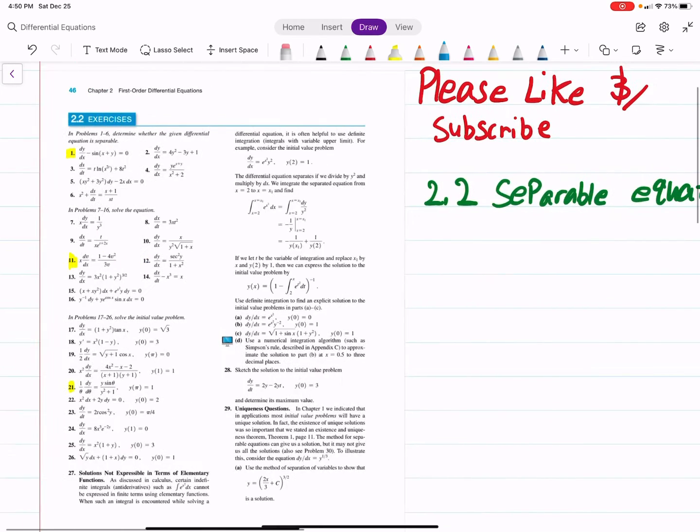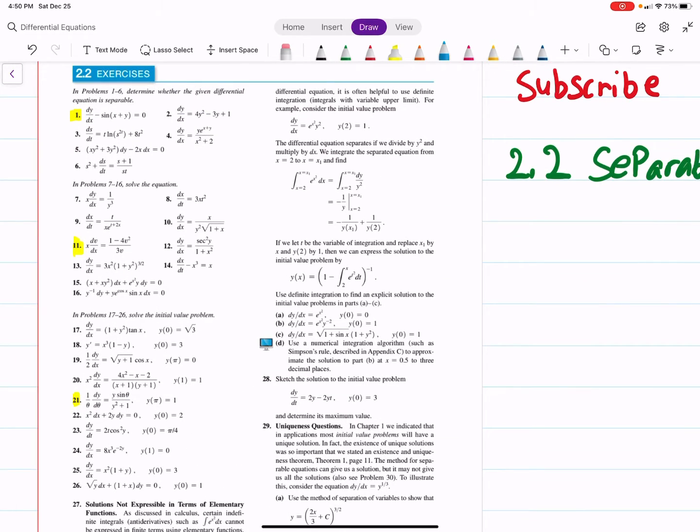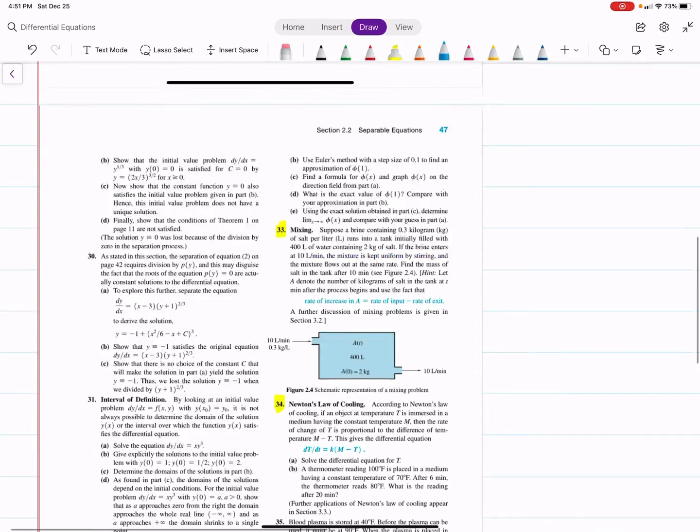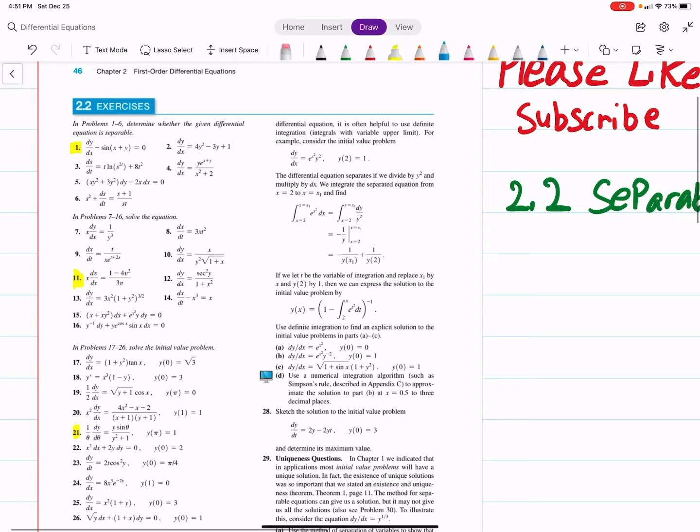So last time I suggested, and if you haven't done it yet, you can try these problems on your own first. Problem 1, problem 11, problem 21, problem 33, and problem 34. So those are the problems that I'm going to do right now. I'm going to go through each one, and hopefully it helps.